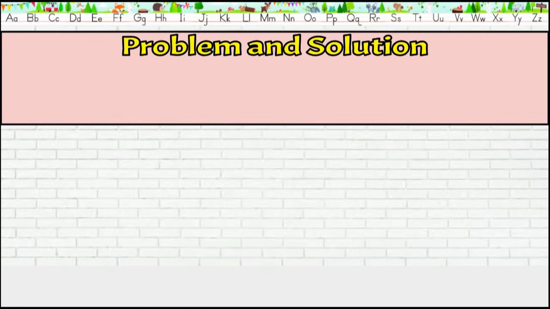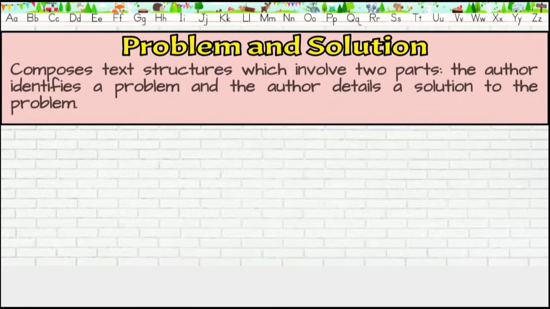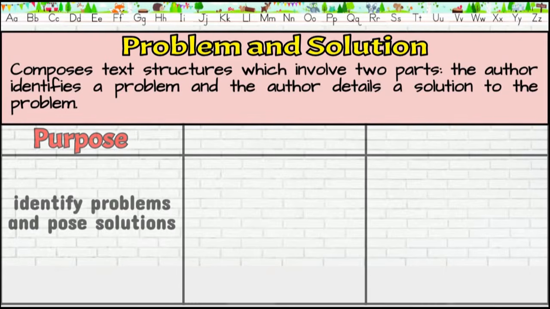The last text structure is problem and solution. This comprises text structures which involve two parts. The author identifies a problem and the author details a solution to the problem. The purpose of this text structure is to identify problems and pose solutions.